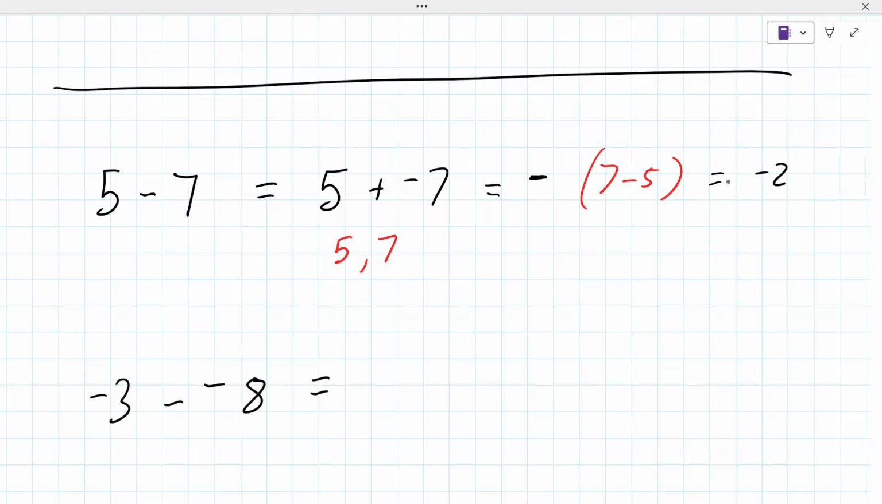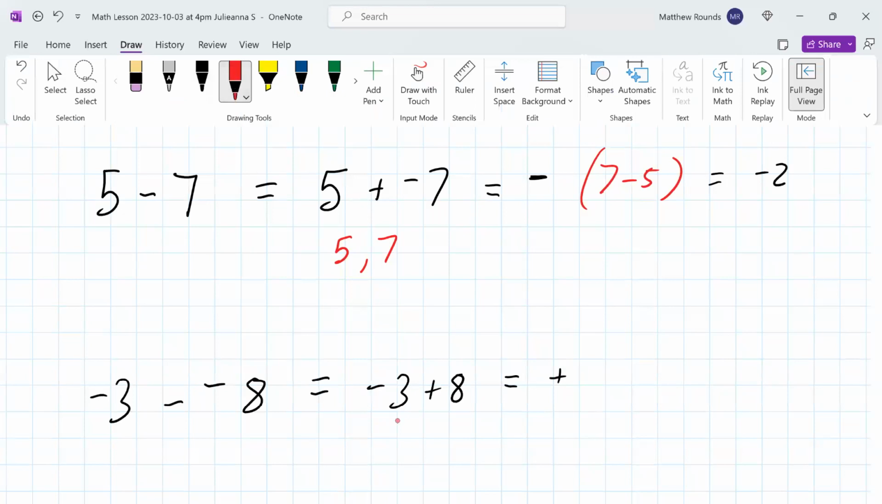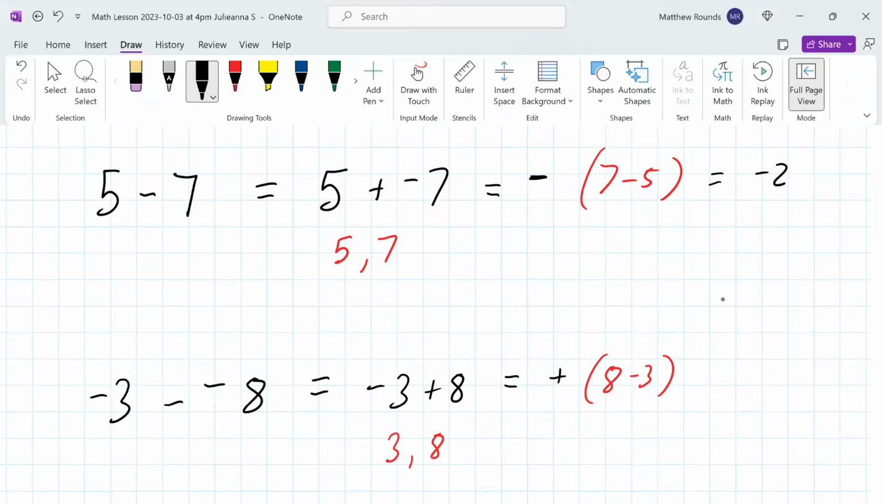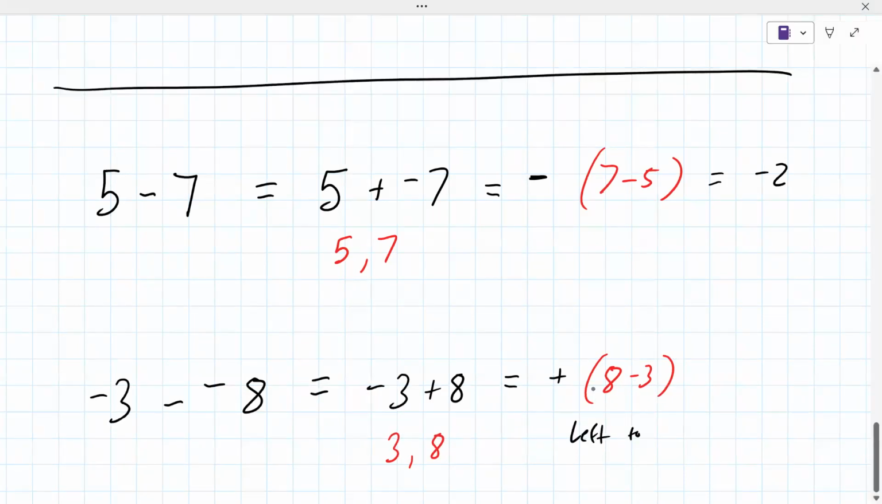For the bottom one, I got 5. So it's -3 plus 8. Since they're different signs, I did 3 subtract 8, so it's gonna be a positive number. So you can't say it that way. You have to go 8 minus 3, the larger minus the smaller. It's really important that we use the right words. Really, really important.